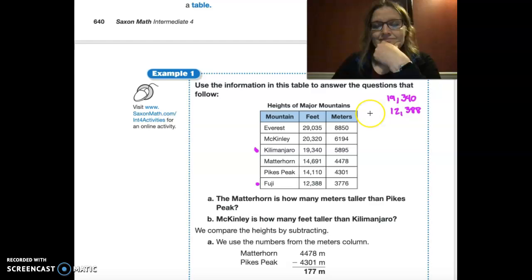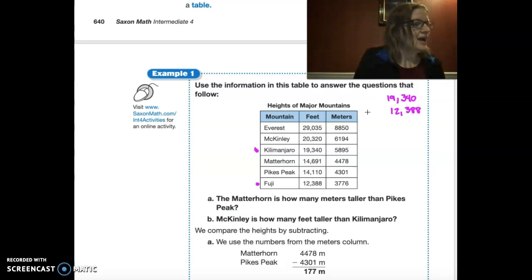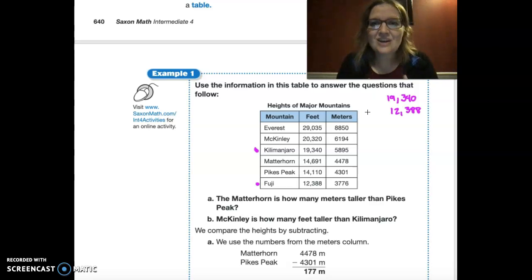Now, already I can see that I may or may not have the right answer. I may or may not be setting myself up to get the right answer. Let's look at the question again. I'm turning to my page. Kilimanjaro is how many meters taller than Mount Fuji? Guys, is this going to work? I've written down the heights, but I've used the feet measurement and not the meters. So we're going to make sure that we've set up our problem correctly.